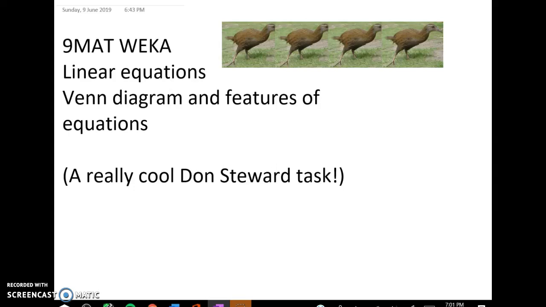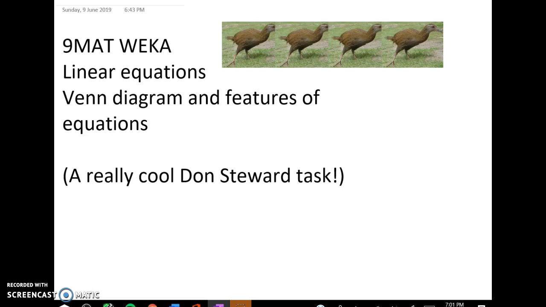Kia ora Year 9. This is a really challenging task on linear equations to give some of you something a little bit harder to think about. Now, it's by a great UK mathematician called Steward, and I've used some of his problems in class before, but he's said that it's okay if I video some of his tasks, which is fantastic. So I'm going to show you the first one here.